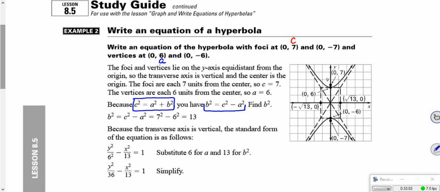That's all we need. Okay, this one, because the hyperbola pointed up and down, we knew the transverse axis had to be vertical, so we knew the y squared had to be in the front. Again, transverse axis is vertical, so y squared had to be in the front.